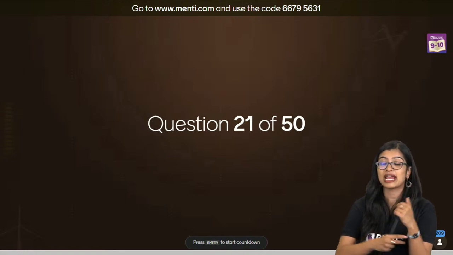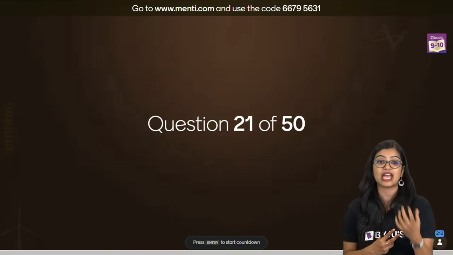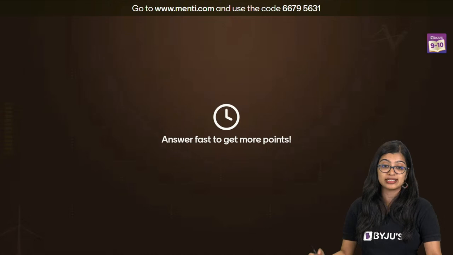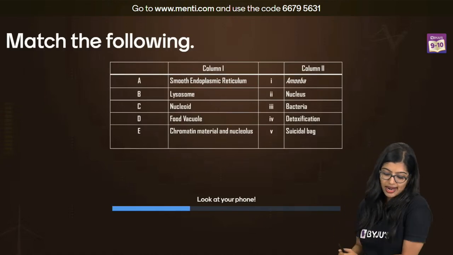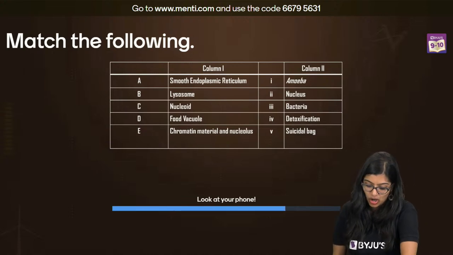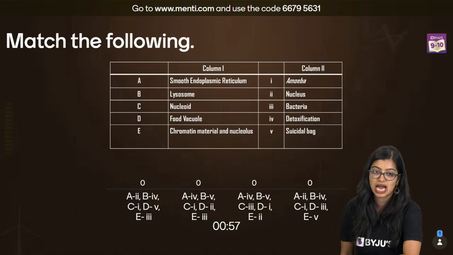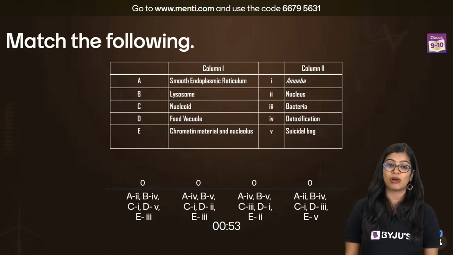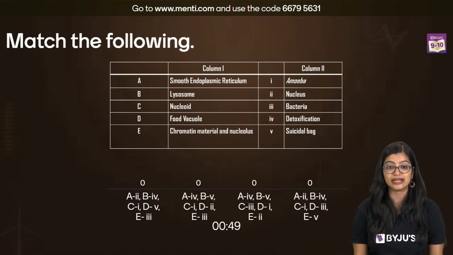Function of diaphragm, it helps in breathing, right? We know that the diaphragm contracts and relaxes and thereby it facilitates breathing. All right, so question number 21 on your screen. So here, as you can see, you have column 1 and column 2, and then you need to match the following. I will give you some time, right? You have 60 seconds for this particular question. Take your time and answer, right?